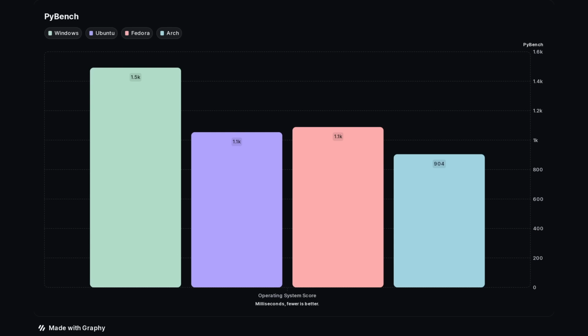Now let's switch over from PHP to Python. This test reports the average test times for different functions, such as the built-in function calls and nested for loops, with a total result giving you a rough estimate of how a system will perform with Python. This test is in milliseconds, so the fewer the better, and we had an Arch win. Arch coming in at 904 milliseconds, followed up by Ubuntu, then Fedora, both really close, and then we have Windows at 1,500 milliseconds.